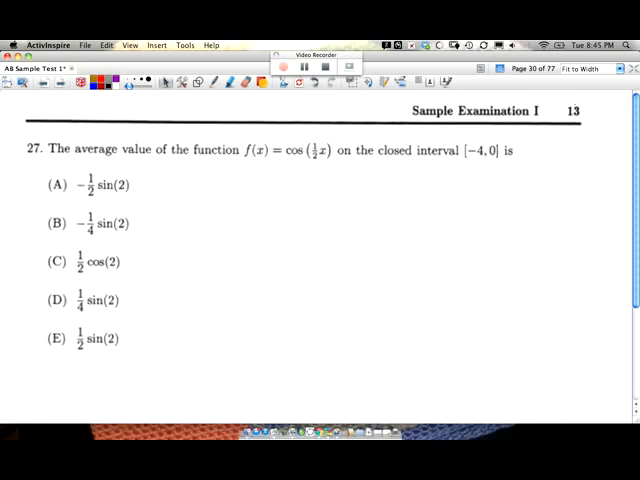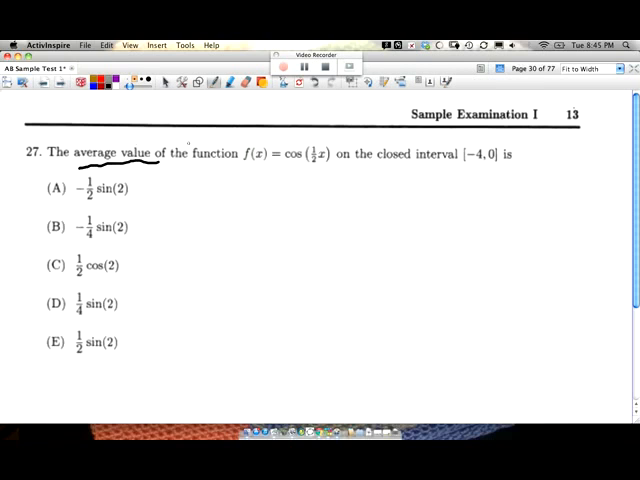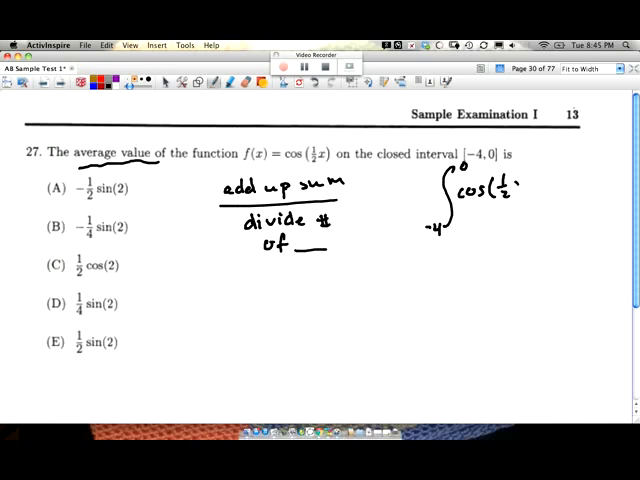It says the average value of the function f of x equals cosine of half x on the closed interval, keywords, average value. Okay, average value tells me this. Average means you add up a sum, and then you divide by the number of things. So that's like saying take the integral from, in this case, negative 4 to 0 of the function cosine of 1/2 x dx. But then you got to divide by that range from negative 4 to 0. You start at negative 4, you end at 0. That really means that you have a range of 4, because that distance from negative 4 to 0 is 4. So that's where we're probably getting this 1/4 here, or maybe this negative 1/4. Well, let's see what happens.